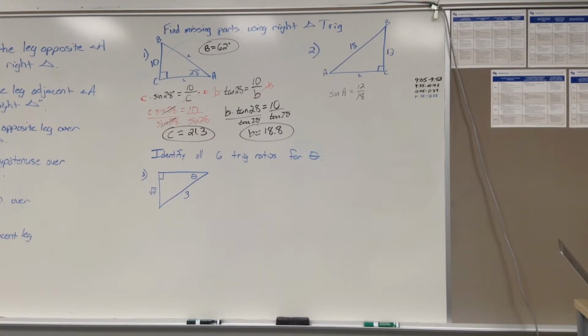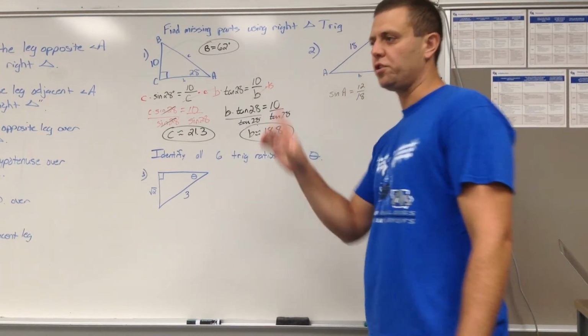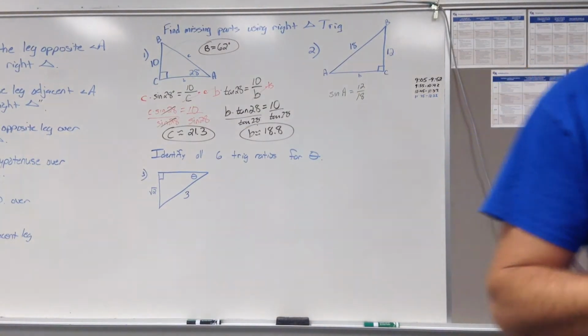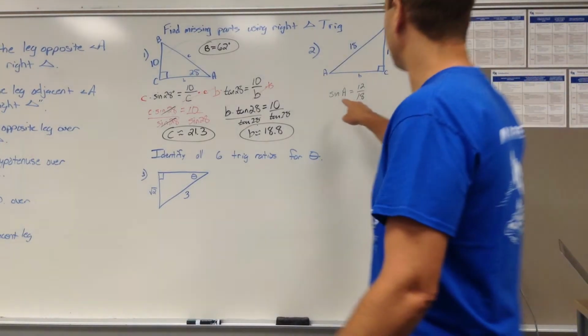Opposite over hypotenuse, okay? So if the sine of angle A equals 12 over 18, do you see how this equation only has one variable in it again? If you can write an equation with one variable, you know you're going to be able to solve it. Okay, or there should be a way to solve it. I got to get rid of sine.